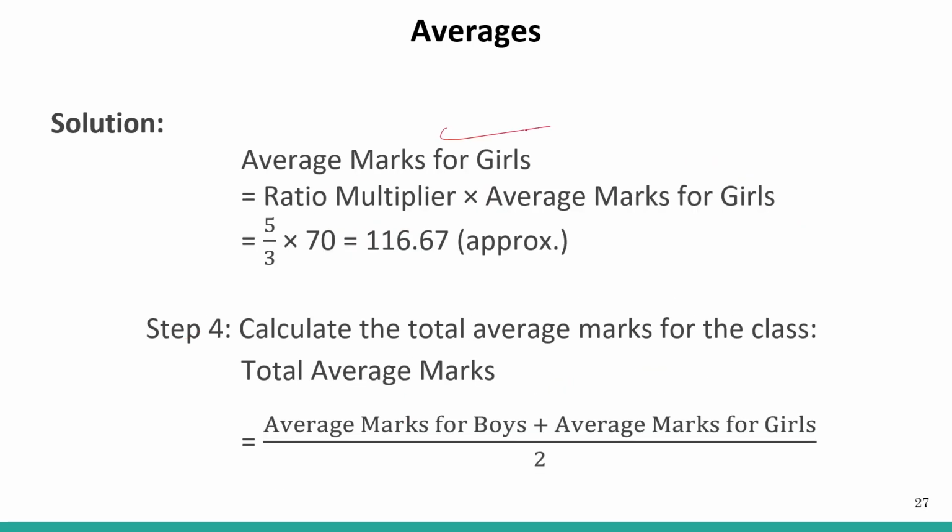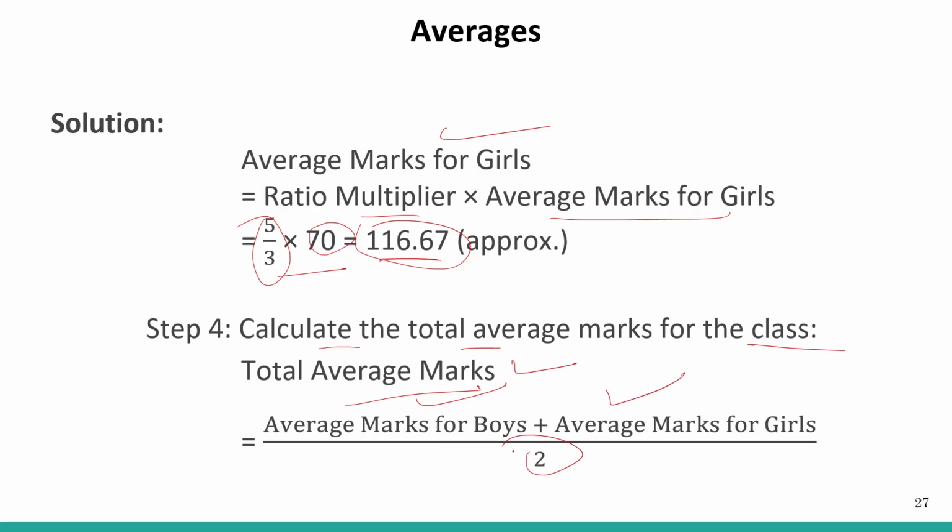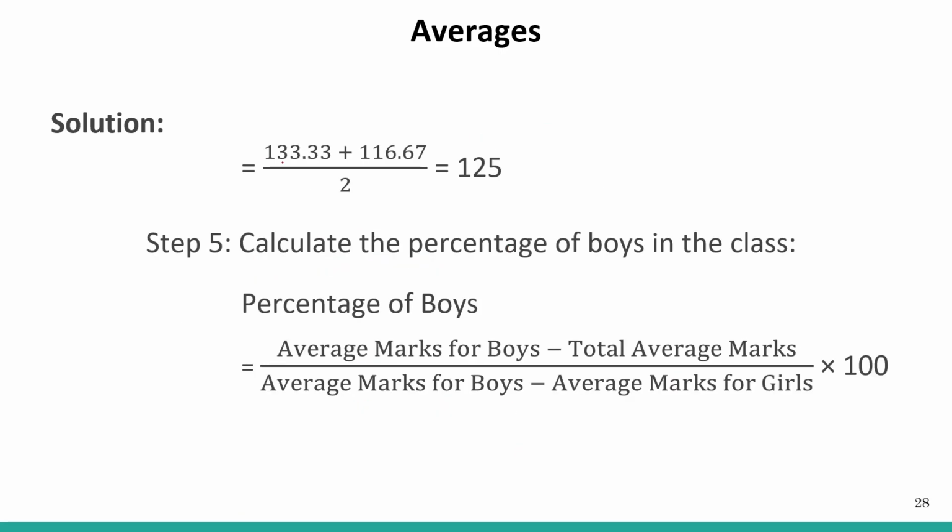So average marks for girls will be what? Ratio multiplier into average marks for girls. That will be 5 by 3 into 70 because their ratio multiplier is 5 by 3 and 70 is the average marks for girls. So it became 116.67. So step 4, calculating the total average marks for the class. So total average marks is equal to what? Average marks of boys plus average marks of girls by whole by 2. So it is 133.3 bar plus 116.67 whole by 2 is equal to 125.